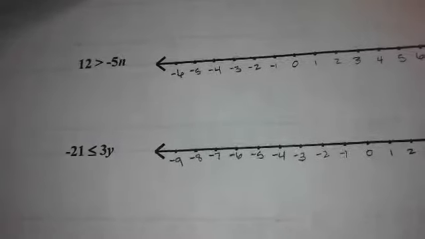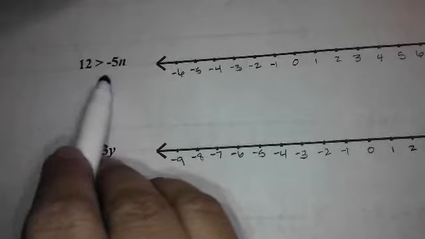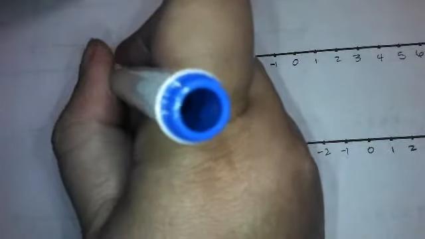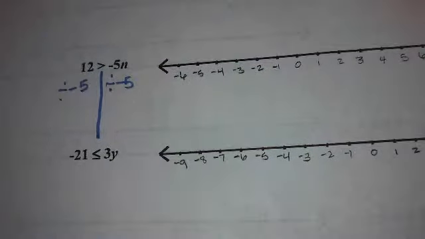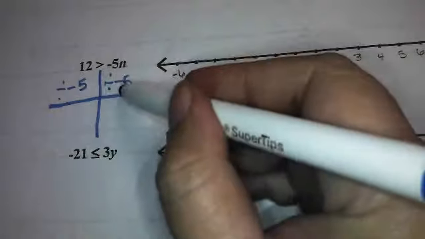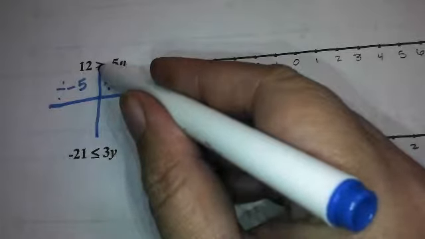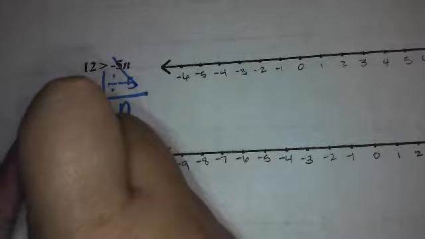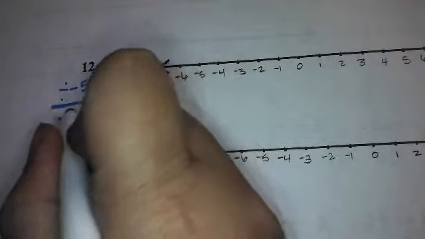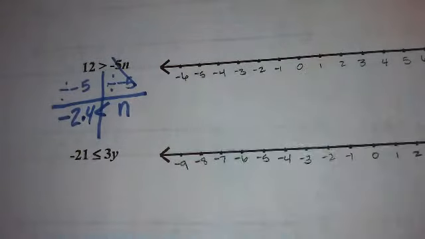Okay, let's try this one. 12 is greater than -5 times n. To solve this, I need to divide by -5 on both sides. When I divide by a negative number, my inequality sign is going to flip and face the other way. The -5 is going to cancel, leaving me with n. 12 divided by -5, positive divided by negative is a negative. 12 divided by 5 is 2.4.